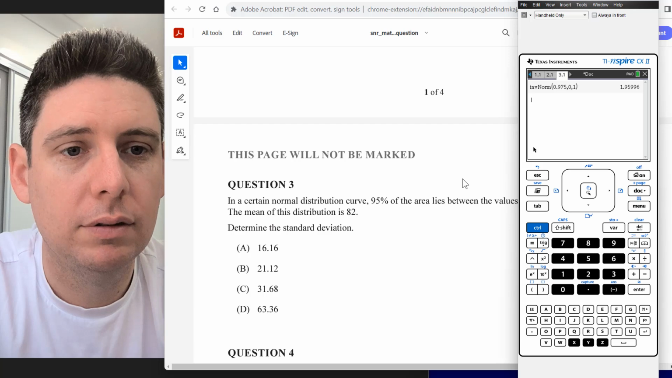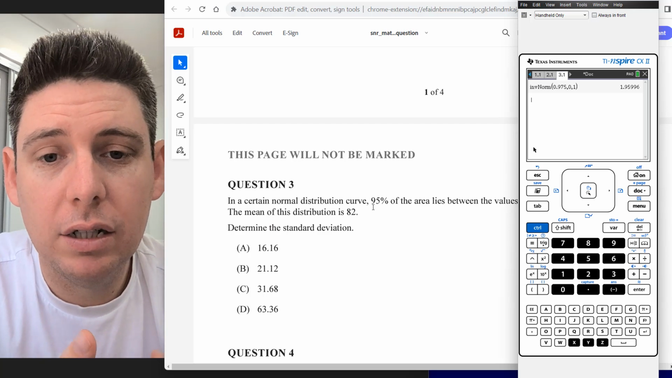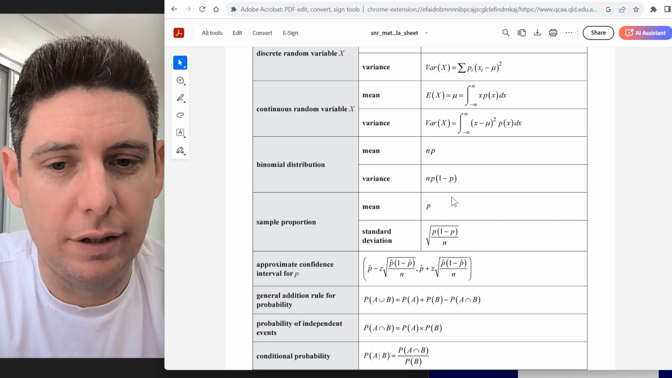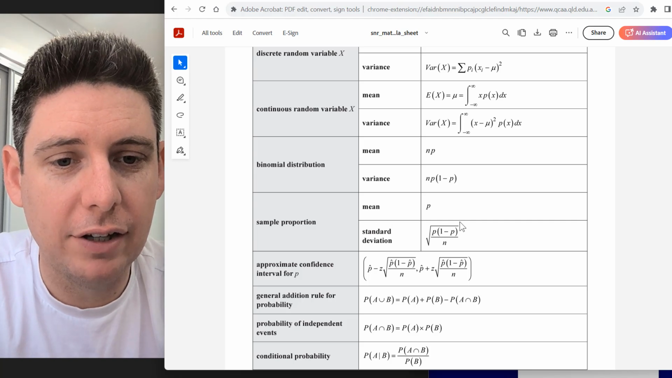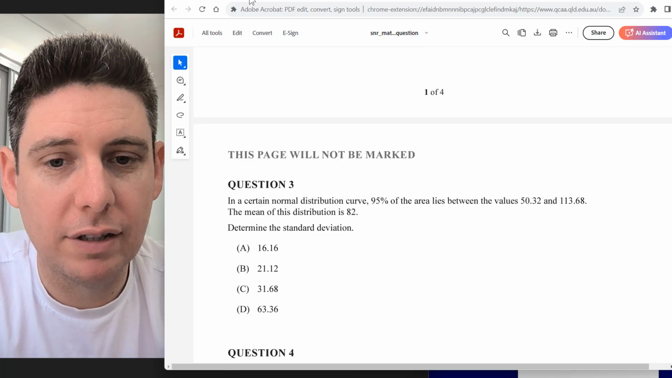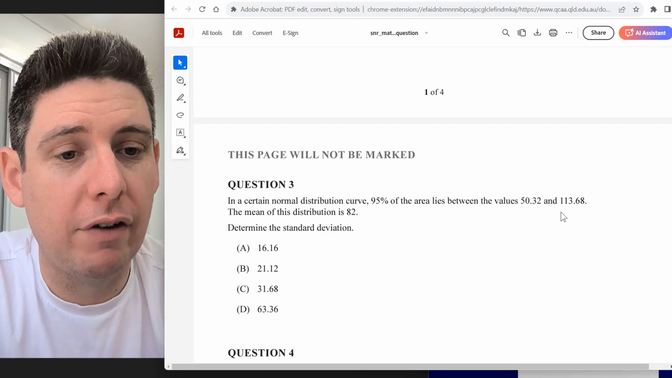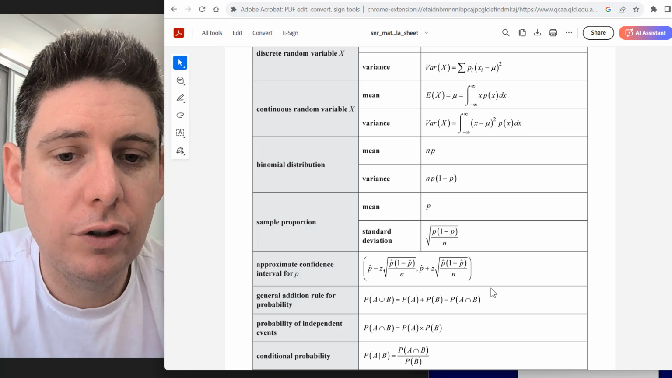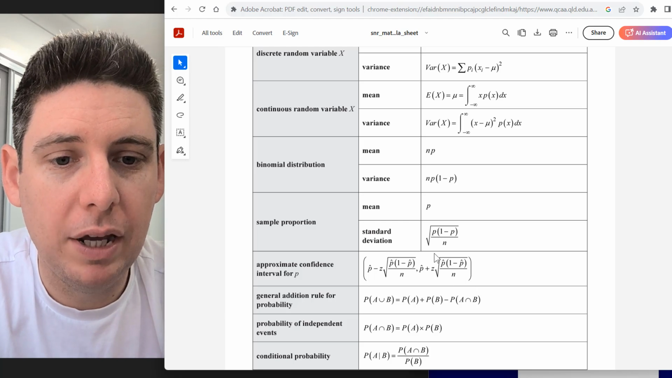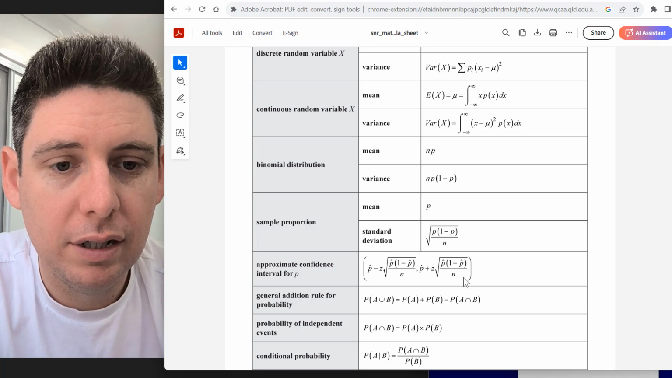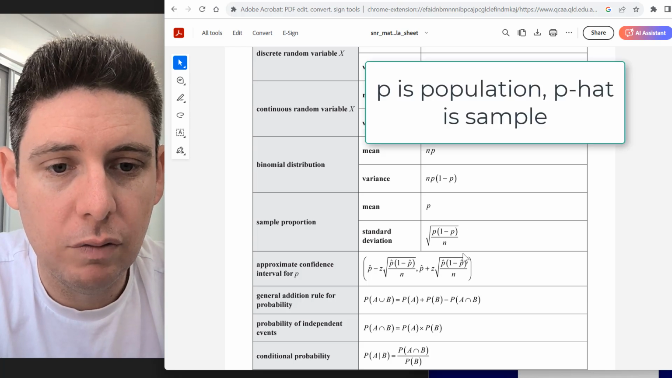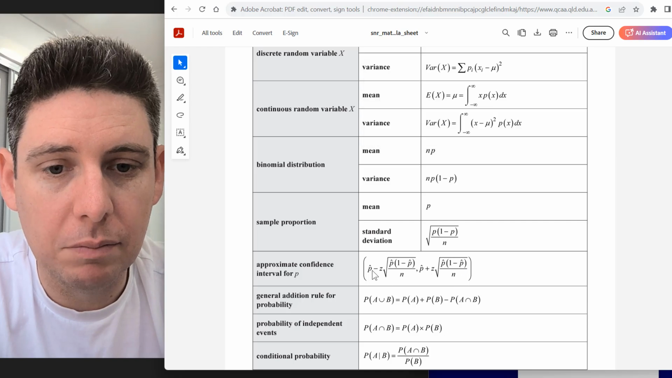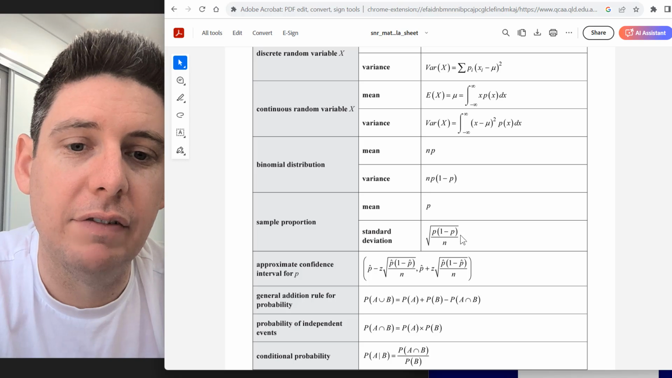This is your Z-score. Now, why do we need the Z-score? Any probability, you should be going to your formula sheet. Now, it's asking us to get the standard deviation, but we don't have n. It doesn't give us n. It gives us the area lies between these two. And so if you go to the confidence interval for P, you can see this is very similar to this. We just need to divide this plus minus z square root, etc. If we divide this by z, we're going to get our standard deviation.